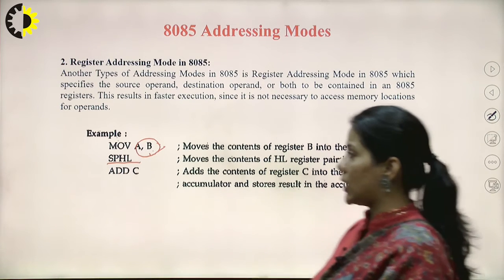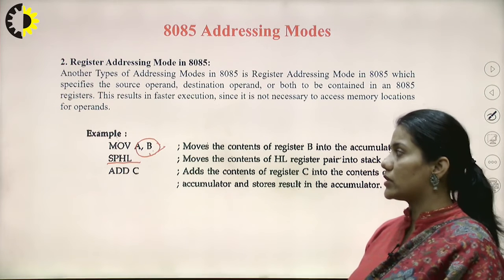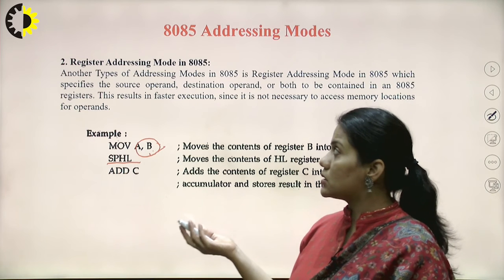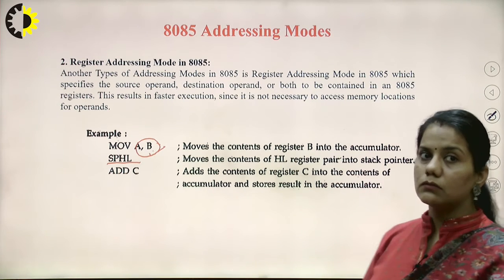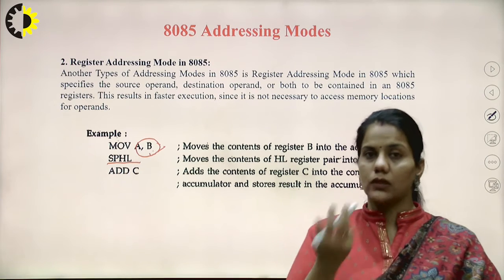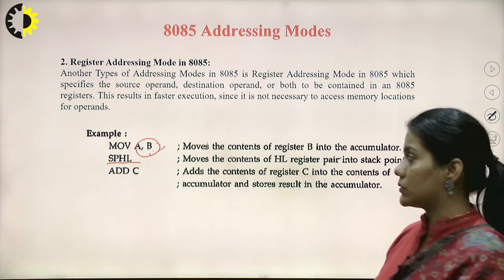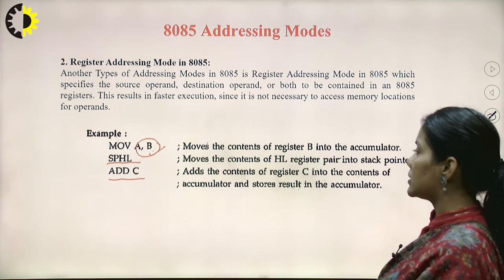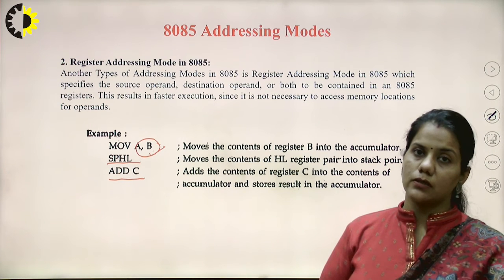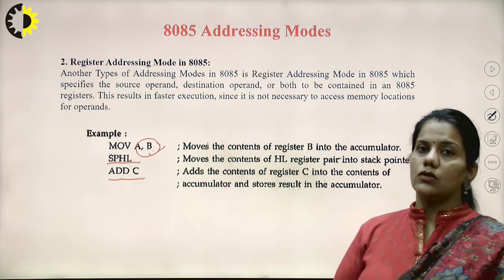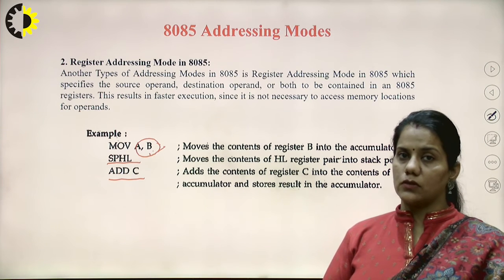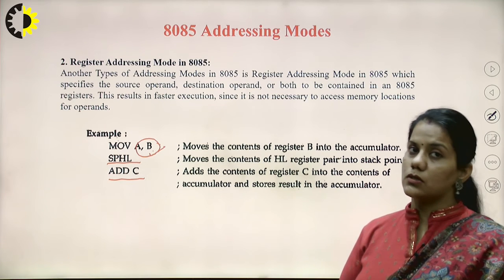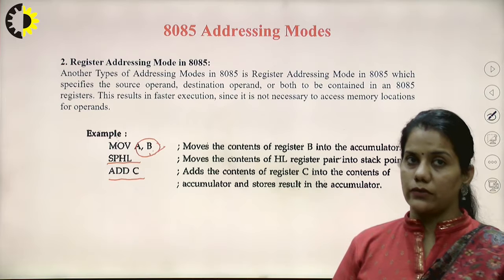Again, SPHL moves the contents of the HL register pair into the stack pointer. These types of addressing modes have the operands as registers. ADD C means it adds the contents of register C to the contents of the accumulator, and the result is stored in the accumulator itself. Since these instructions have the names of the registers as the operands, they are categorized under register addressing mode.